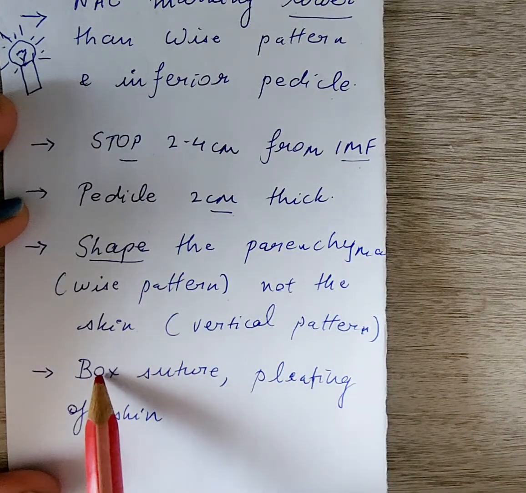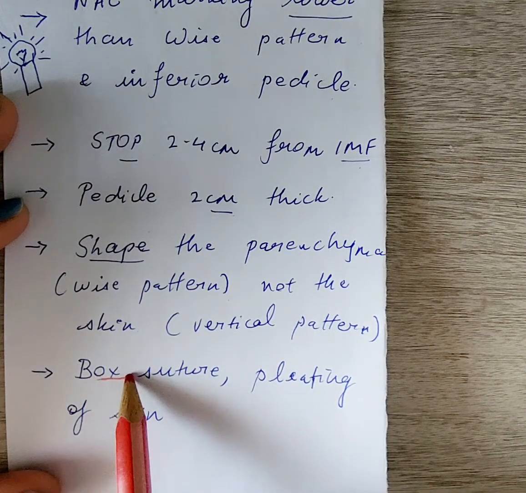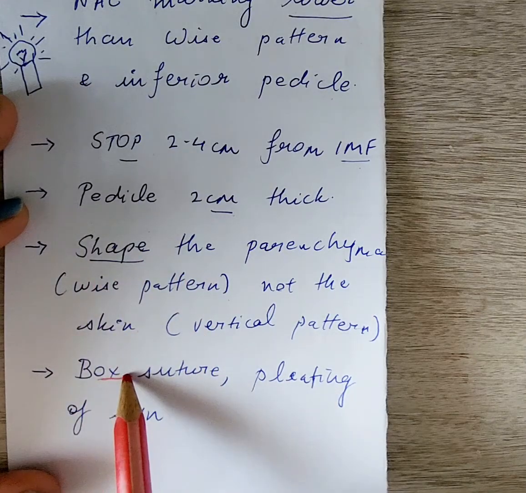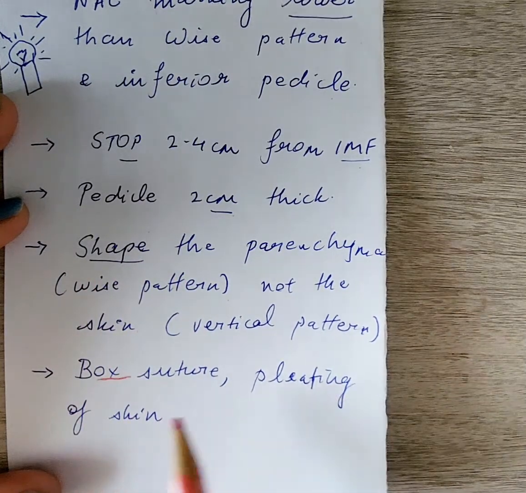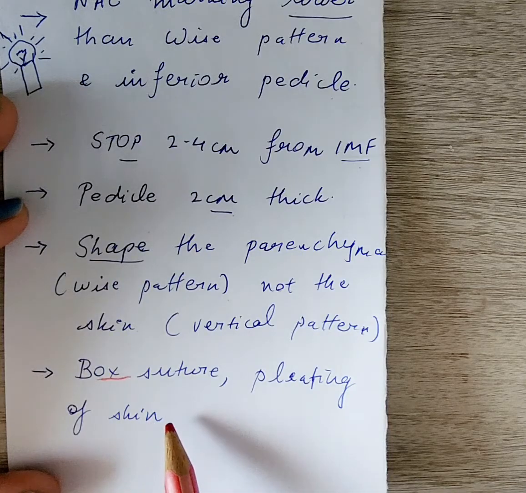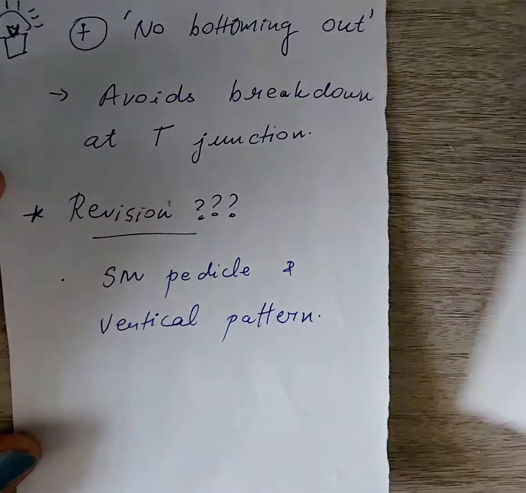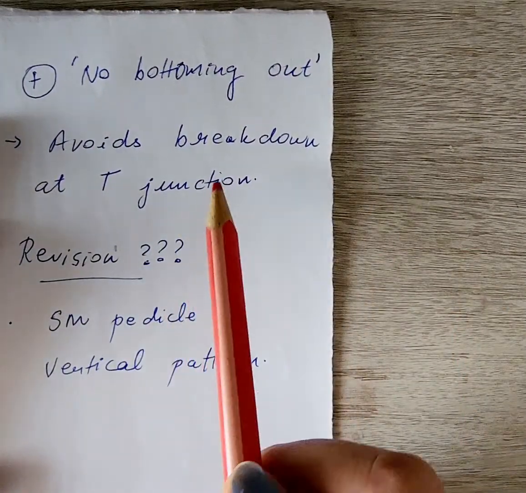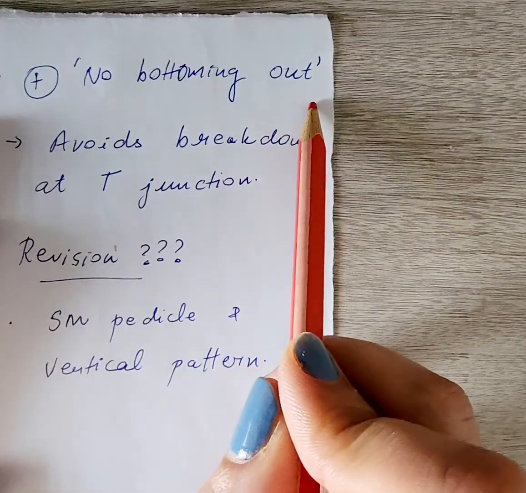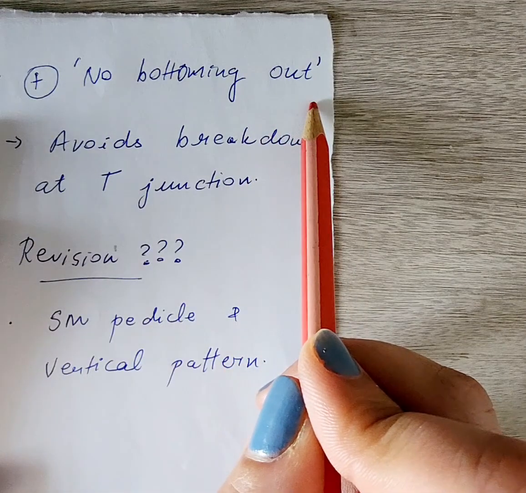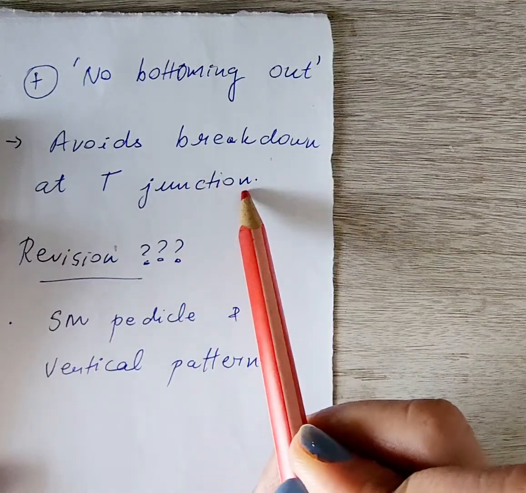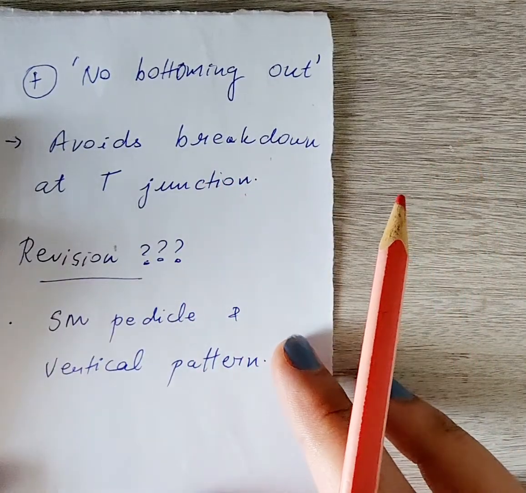Once you start the closure, a box suture, sort of an A-stitch, is taken to bring the medial and lateral pillars together to reduce the pleating of the skin, which is naturally seen in this technique, and it settles very well over a period of time. Advantages of this technique as determined have been that there is no bottoming out or reduced bottoming out of the breast. It avoids breakdown at the T-junction of the final scar.